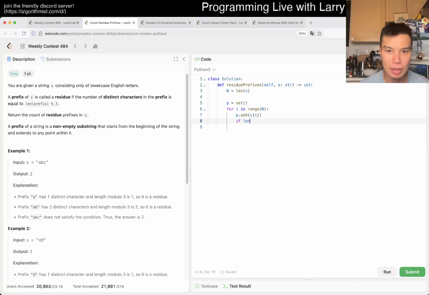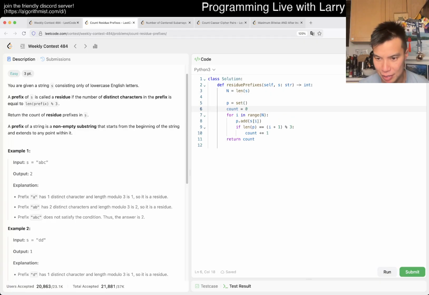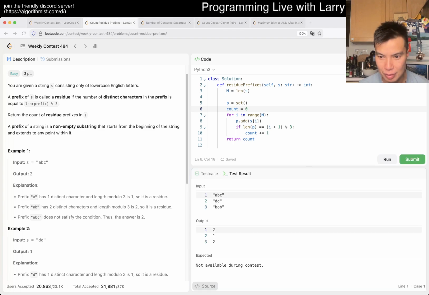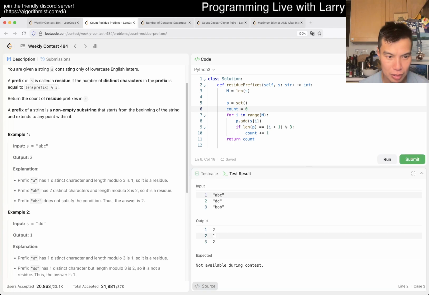If length of p is equal to i plus 113. I don't know why my computer is so slow. It's not using that much RAM, but it's too late. I should restart it. 212, right? Alright.